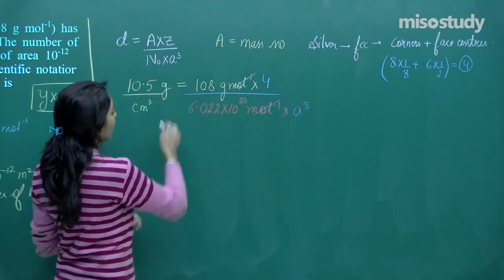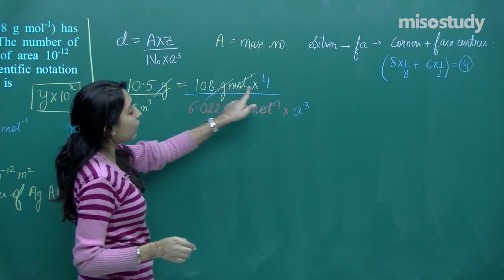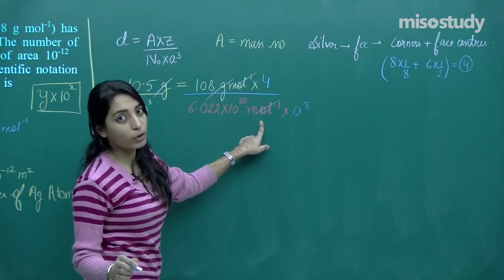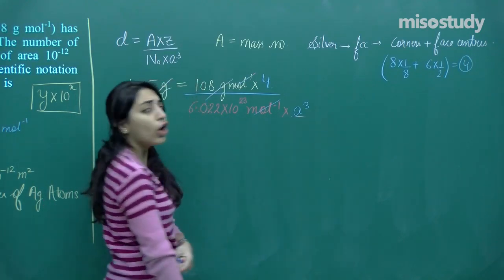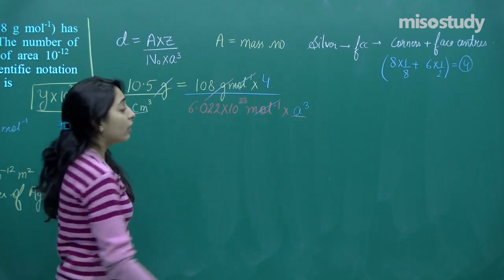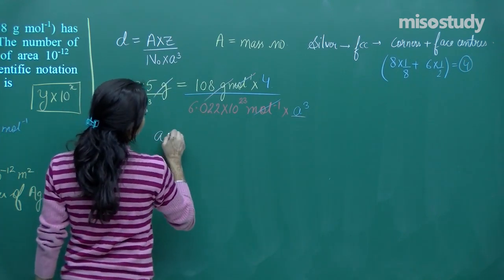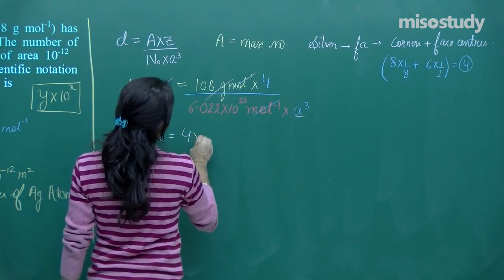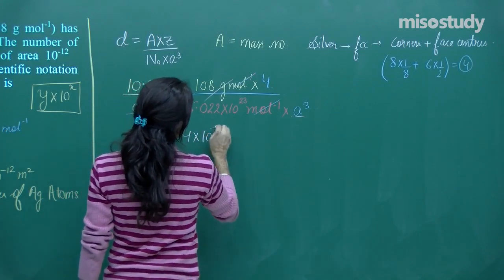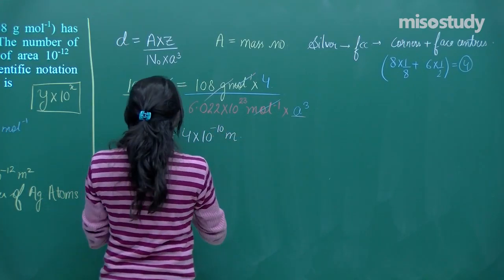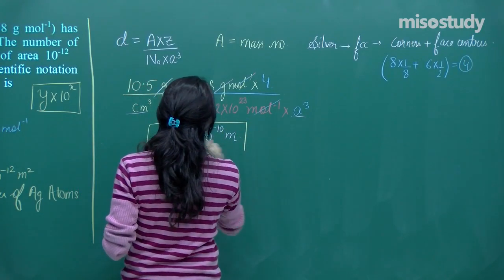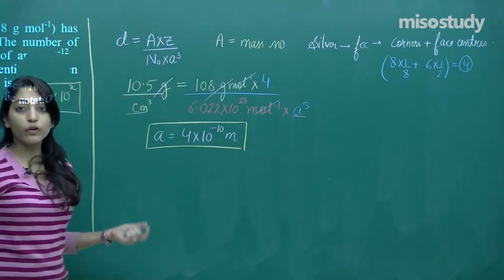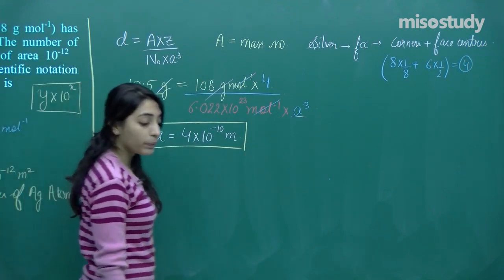See? So what will I say? Gram and gram will get cancelled. Mole inverse will get cancelled. So final answer we will get either in centimeters or you can convert it in meters. So if you calculate, you will end up getting the value of A as 4 into 10 raised to the power minus 10 meters. Okay, so this is the value we have got.